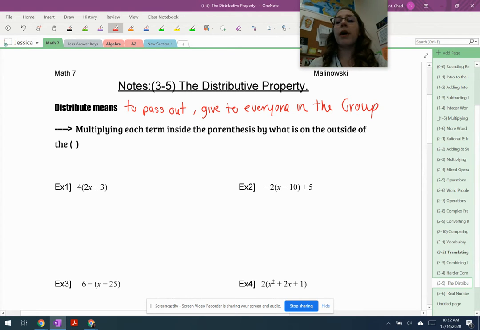Right, if I'm talking about getting pizza for my classes, I'm going to distribute and pass out that pizza to everybody in my class or everybody in my group, but not the people not in my group. I'm not going to get pizza for the entire school because that's a little insane.